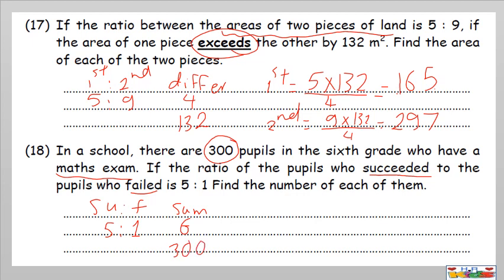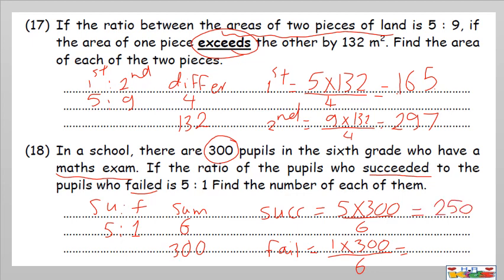So if I want to find the number of pupils who succeeded, it equals 5 by 300 divided by 6, and the number of failed students equals 1 by 300 divided by 6. Then we start to complete. 300 divided by 6 equals 50, so the first will be 250 and the second will be 50. Because we found that 300 divided by 6 equals 50, we did 50 by 5 and 50 by 1.